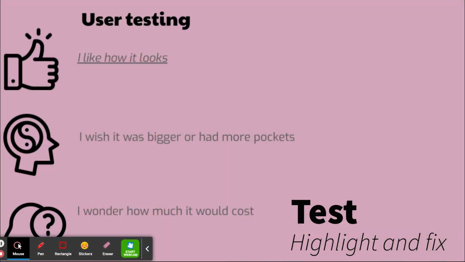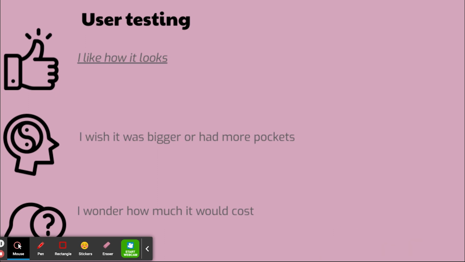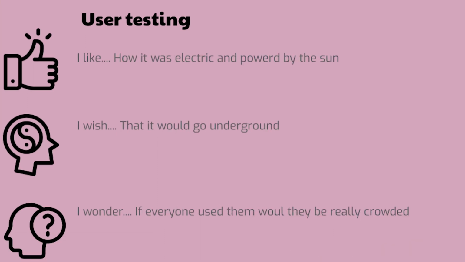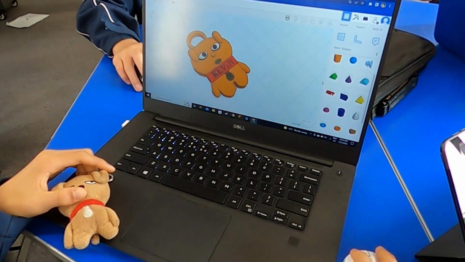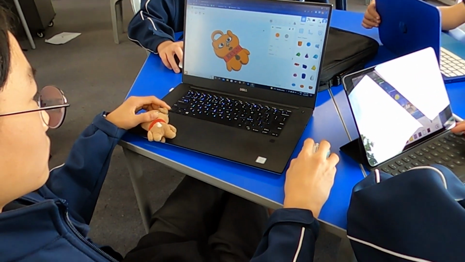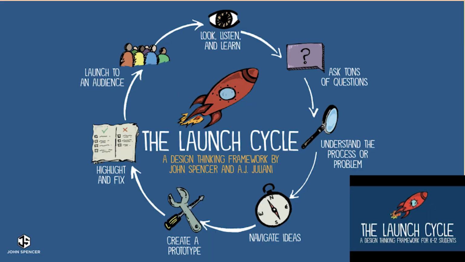And then we come to user testing. So the student will sit down opposite another student and go through a peer feedback process, and they want to find out effectively what things were liked about their idea, what the other person wondered about, and if they had any suggestions for improvement. And after they've taken on board those improvements, they've highlighted and fixed, then it is time to launch to an audience.